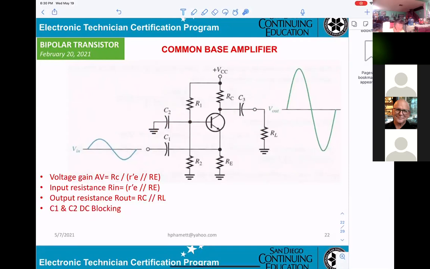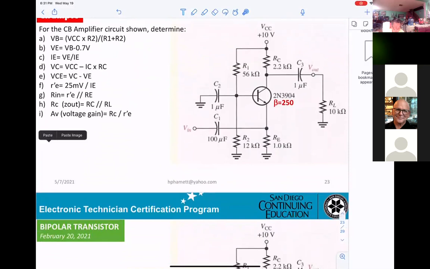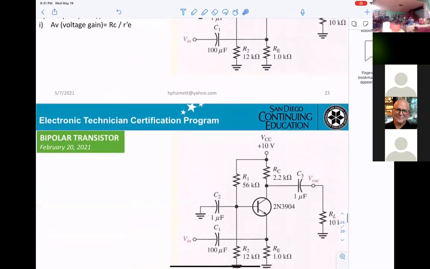Okay, so the voltage gain equals RC divided by R prime E parallel with R big E. Input resistance R in is R prime E parallel R big E. Output resistance is RC parallel RL. C1, C2 DC blocking. Okay, and also they gave you an example here. Okay, I think in the past we already went through it.